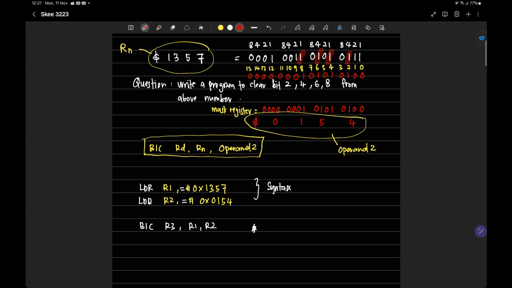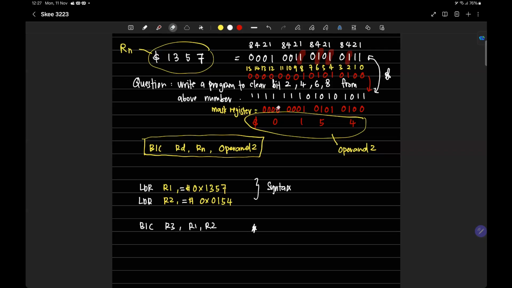So we change it to this form, because the operation is that operand 2 needs to be inverted first, and after that we do a logical AND. So it becomes 1101 0101 0111 1111. And after that, you do a logical AND between this number and the inverted number.